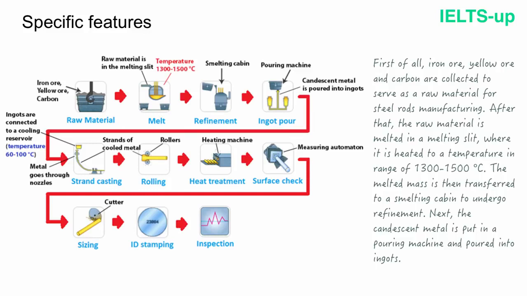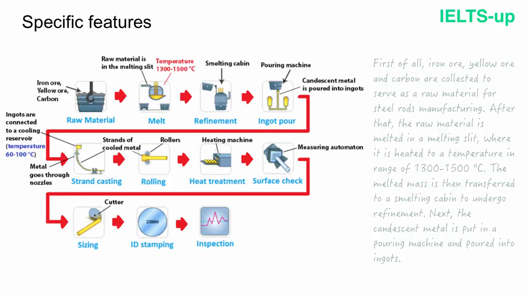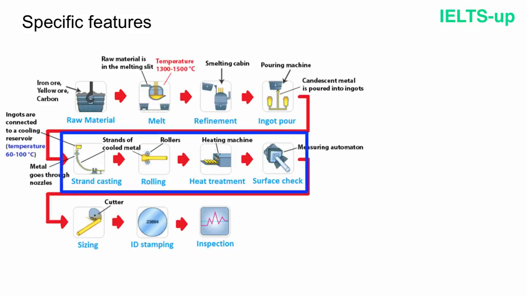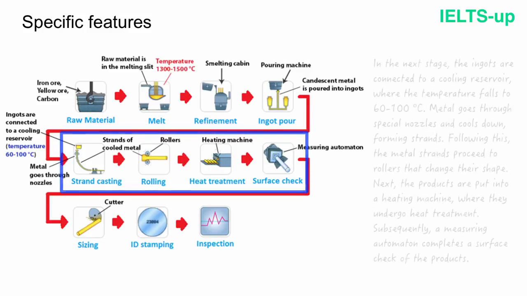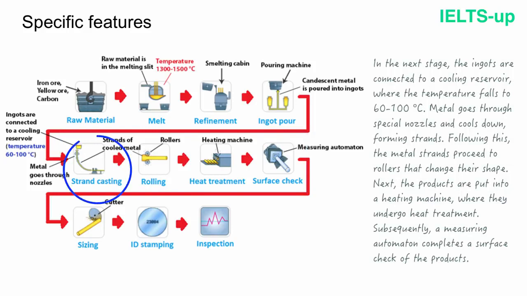I hope that now you get an idea of how to describe the process stage by stage. So let's move on to the second paragraph that describes the next 4 stages. Here's how I wrote it. In the next stage, the ingots are connected to a cooling reservoir, where the temperature falls to 60–100 degrees Celsius. Metal goes through special nozzles and cools down, forming strands.